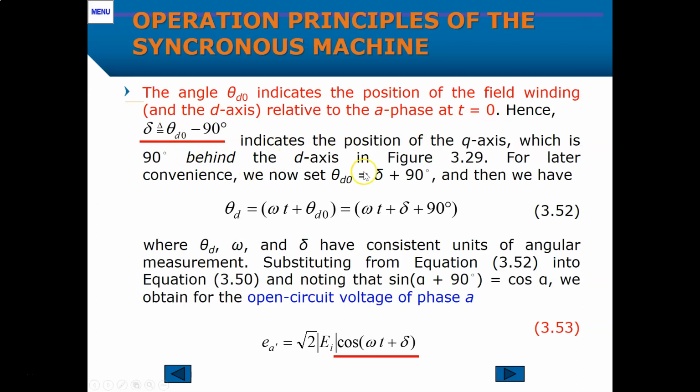So it indicates the position of the q-axis, which is 90 degrees behind the d-axis. For later convenience, we need to set theta d equal to delta plus 90, and then we have, as you can see here, where theta d, omega, and delta have consistent units of angular measurement. So this delta, as you can see here, we often can also say it's a rotor angle.